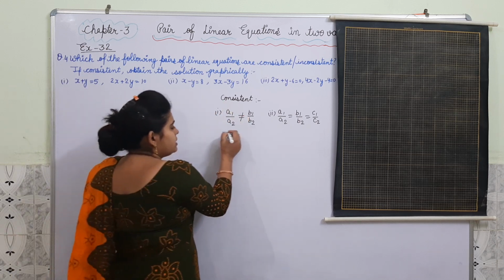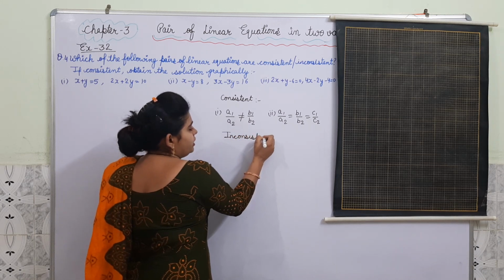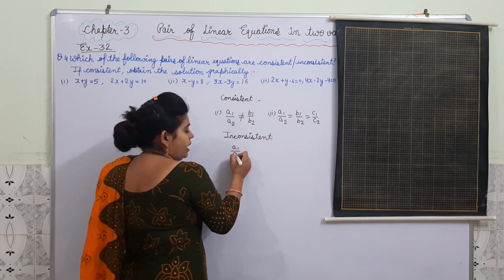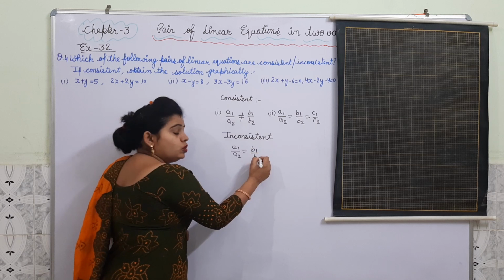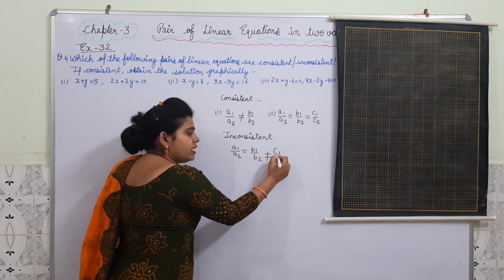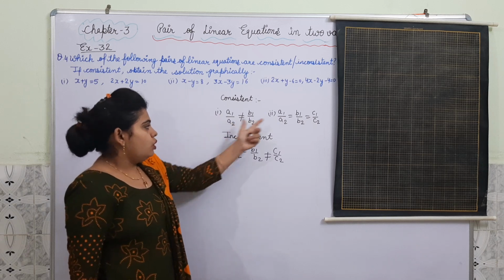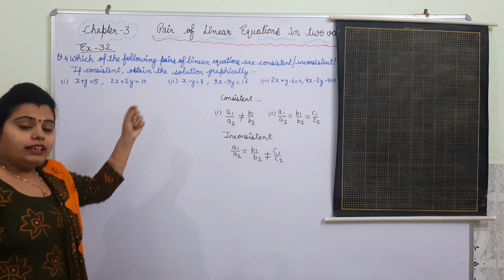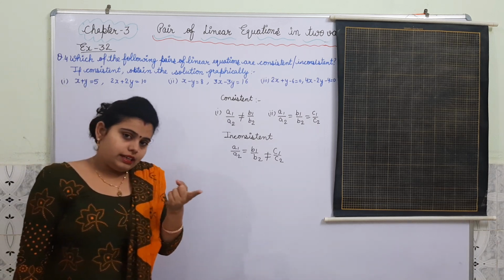Now, for inconsistent, what is the condition? a1 by a2 is equal to b1 by b2 not equal to c1 by c2. This is the condition for inconsistent. So, depending on these conditions, we will classify whether these pairs of linear equations are consistent or inconsistent.